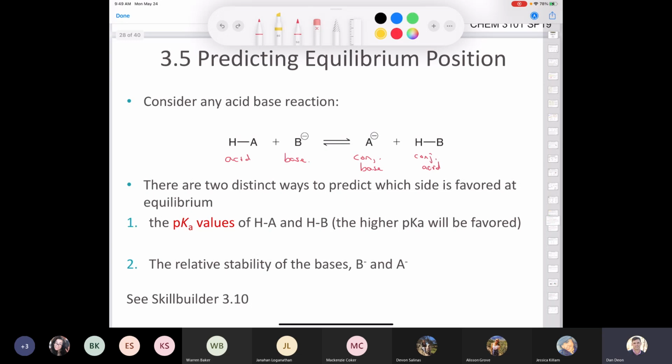We can either use pKa values for the acid and the conjugate acid, and then we can say, well, the higher pKa, which is the weaker acid, the equilibrium is going to lie to that side. So that's one way of solving the problem. And if we don't have pKa values, or if you've maybe forgotten the pKa values, you can just look at the relative stability of the bases, the base and the conjugate base. And for that, we would use ARIO. We'd look at the conjugate base, and then we'd evaluate the stability of the negative charge in terms of the atom, resonance, induction, and orbital.